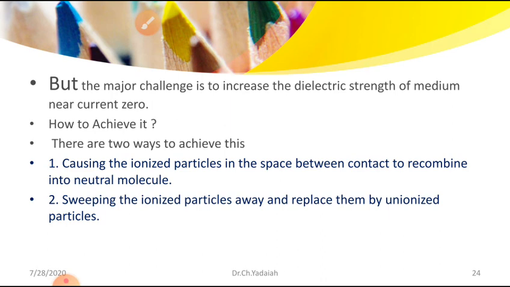One is that the ionized particles between the two electrodes, which are nothing but electrons, ions and protons, should be converted into neutral molecules which are unable to participate in the reaction, the production of the arc. Once that is done, okay. Otherwise, the ionized particles present, the electrons and ions, should be removed and replaced by new unionized particles between the electrodes.